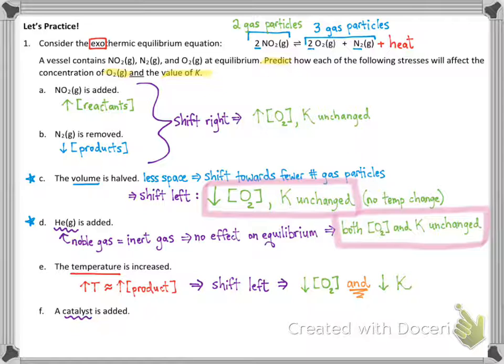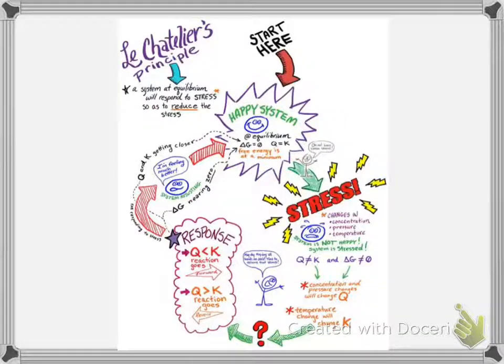Last but not least, you added a catalyst. Classic AP trickery. But a catalyst just speeds up the forward and reverse rates. It does not affect your equilibrium position. So there is no shift and thus no change in the concentration of O2 or K. Okay, indeed, right? Lots of equilibrium constant K. So that is the basics of Le Chatelier.